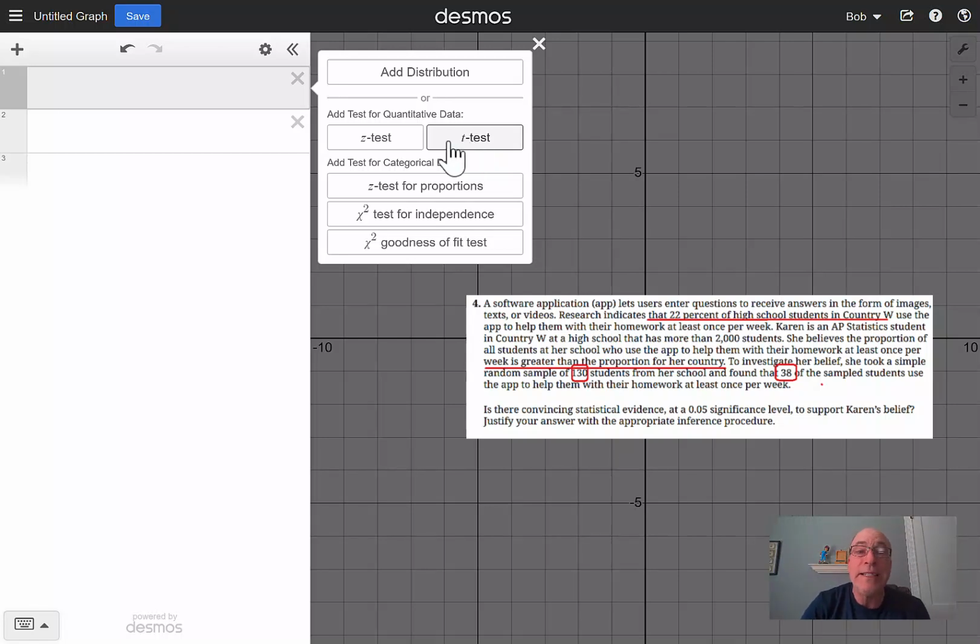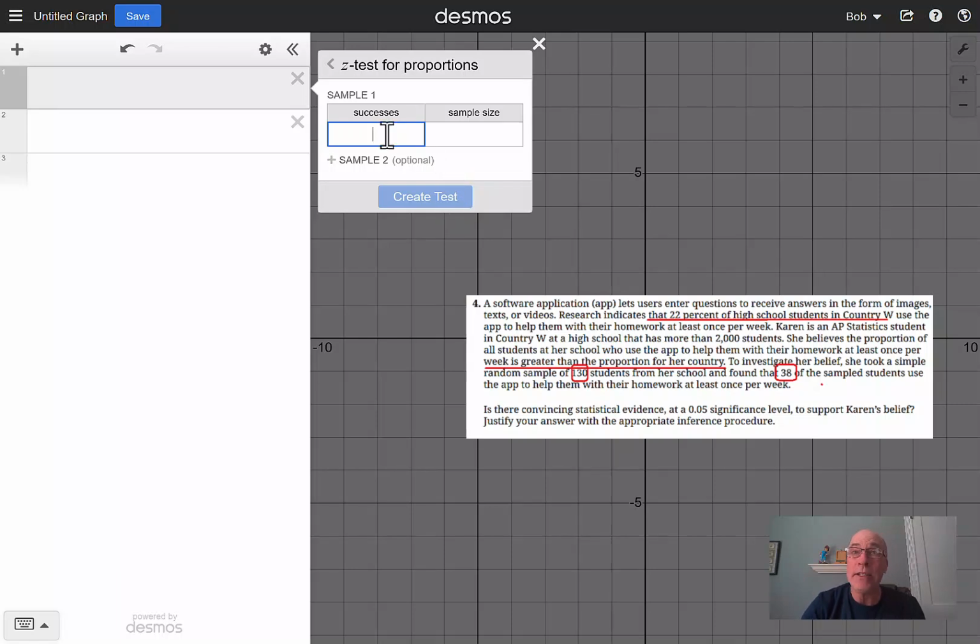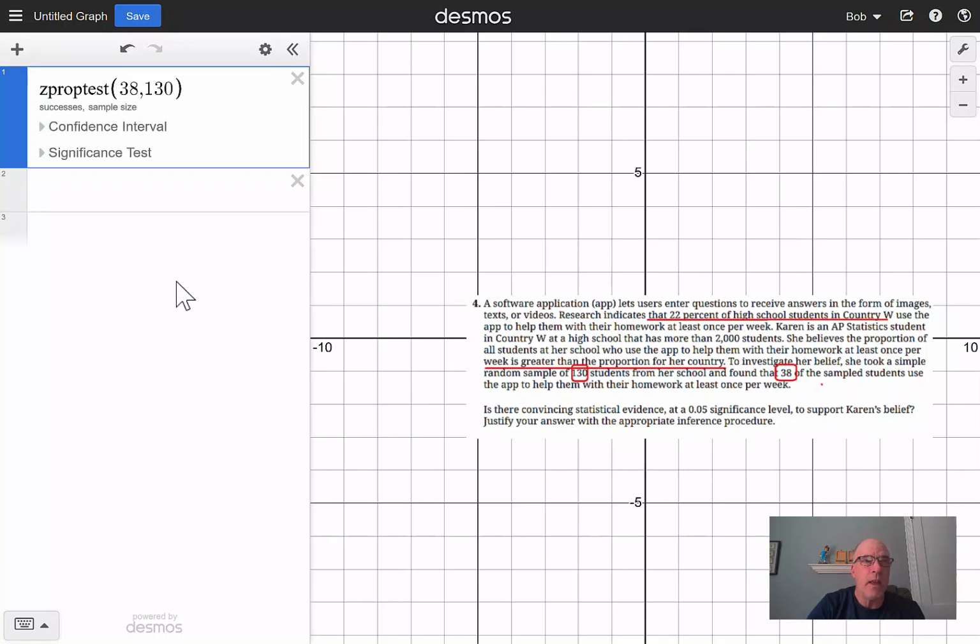But here we have a Z-test for proportions. So let's do our Z-test for proportions. We have one sample. So number of successes is 38 out of 130. Do note here, I would have the opportunity to do a second sample here and do a 2-sample test if I wanted to. But this is one sample. Let's create the test, see what happens.